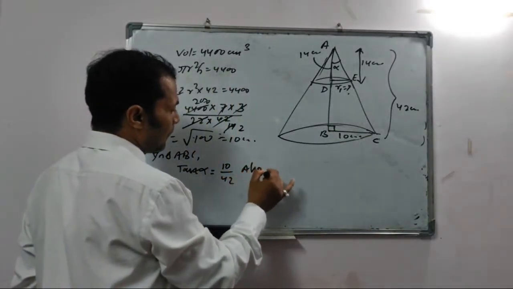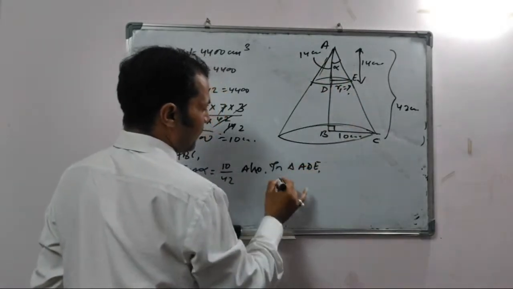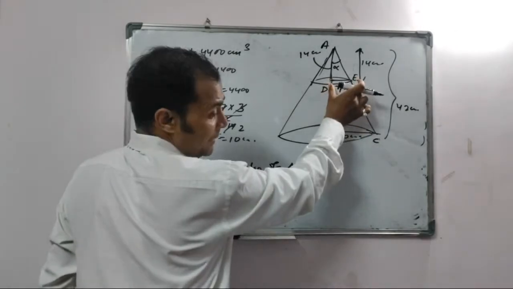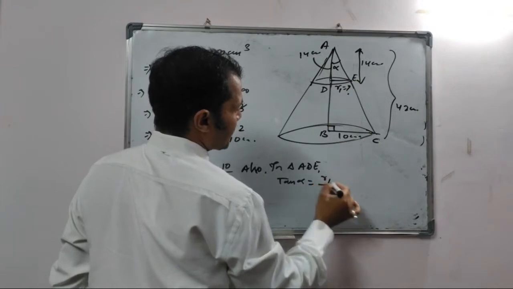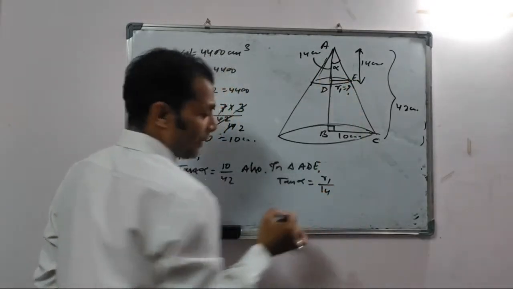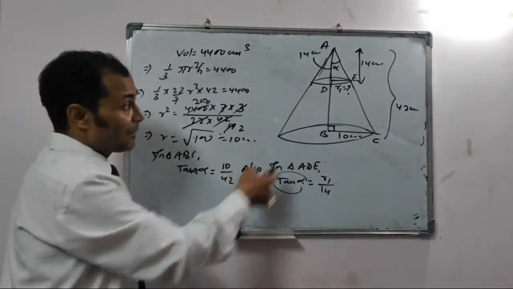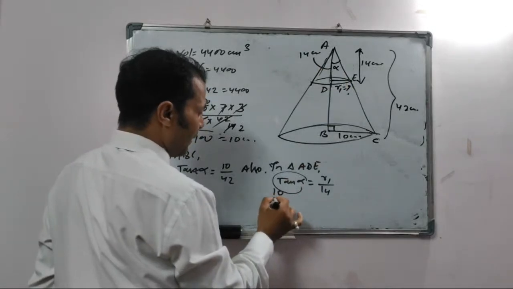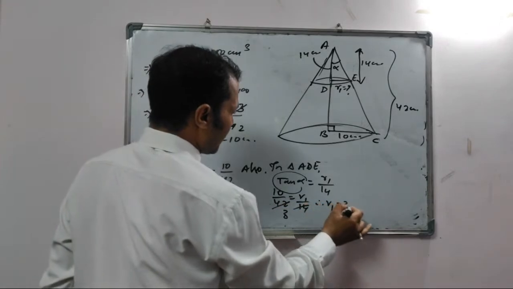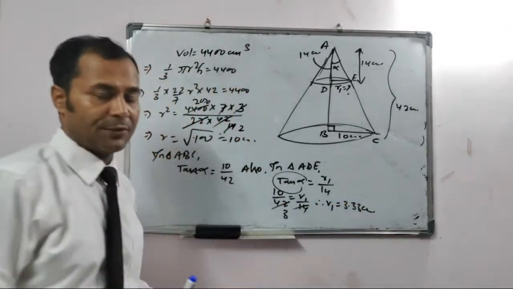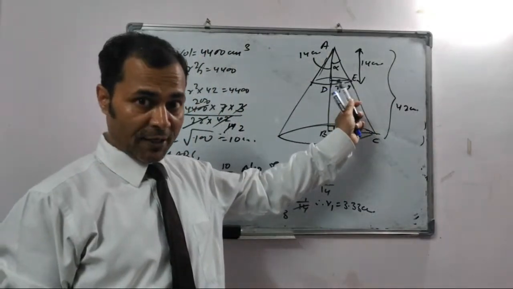Also in the smaller triangle ADE, what you get is tan alpha is P by B, right? P we don't know, let's keep it R1. And this height is 14. Now the main trick over here is, instead of tan alpha, put the value. The value taken from the big tan, put it in the small one. 10 by 42 equals to R1 by 14. Therefore R1 equals to 3.33 centimeter. So this is the radius of the small cone.